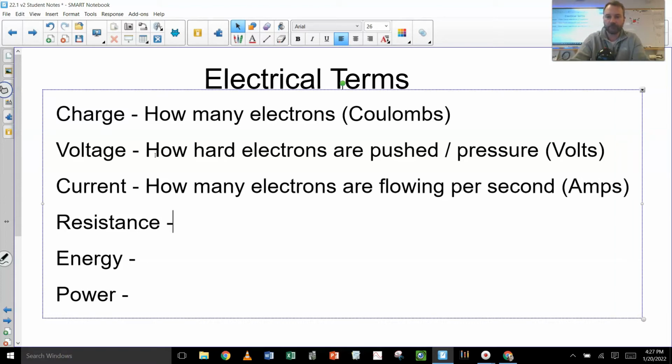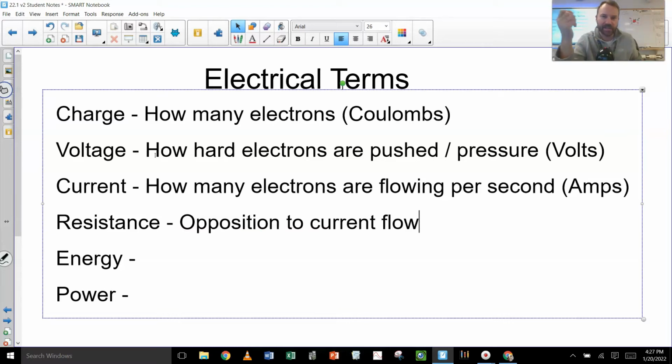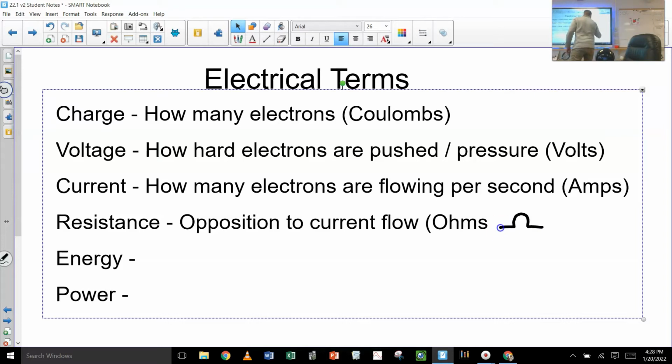Resistance. That's opposition to current flow. That's that pinch in the pipe that I talked about before that resistors provide. The units for resistance are ohms. Sometimes they're abbreviated with this special symbol, called an omega symbol. It looks like that. Energy. Energy is the ability to do work.